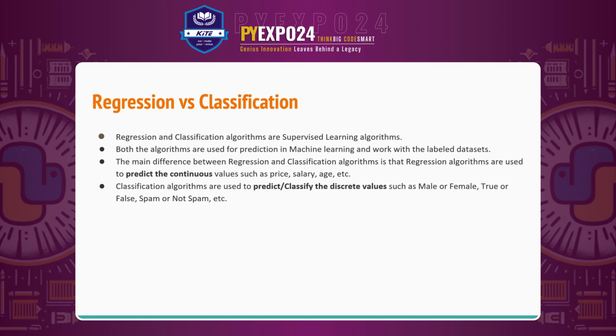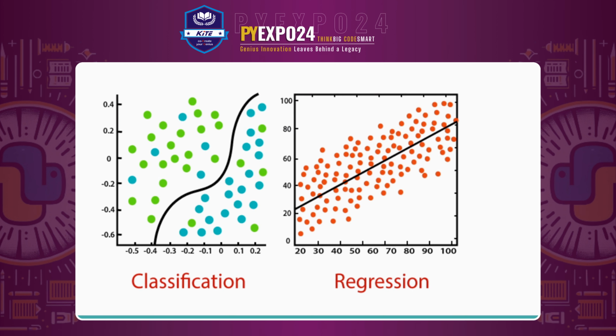Supervised learning includes regression and classification models. They are trained using labeled datasets. The difference between regression and classification is that regression is used to predict continuous values like age, salary, etc., whereas classification is used to predict discrete values such as true or false, spam or not spam, 0 or 1, etc. Here is the diagram for the classification and regression.